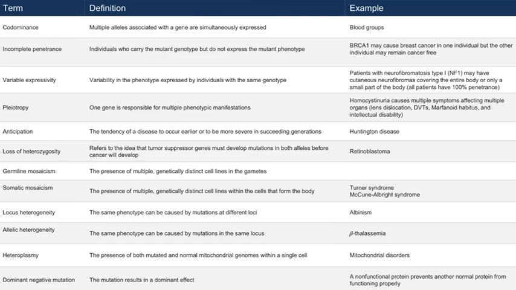Okay, the last term to be familiar with is dominant negative mutation. This refers to the idea that a mutation can result in a dominant effect. So for example, a mutation could result in a non-functional protein. If this mutated protein prevents another normal protein from functioning properly, then this is said to be a dominant negative mutation. Okay, let's do a question.